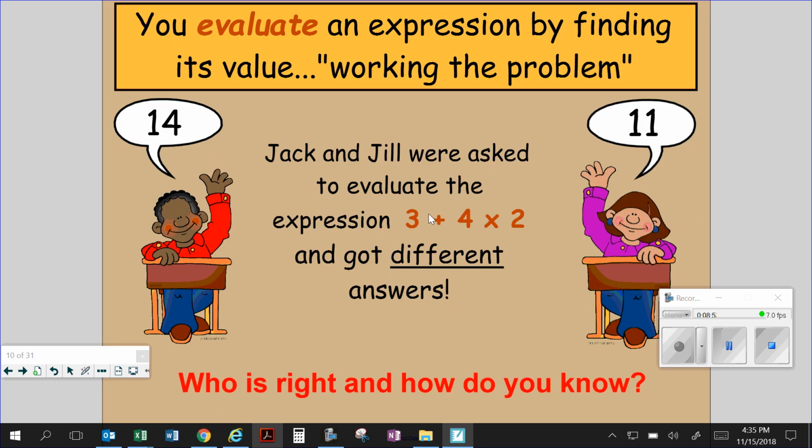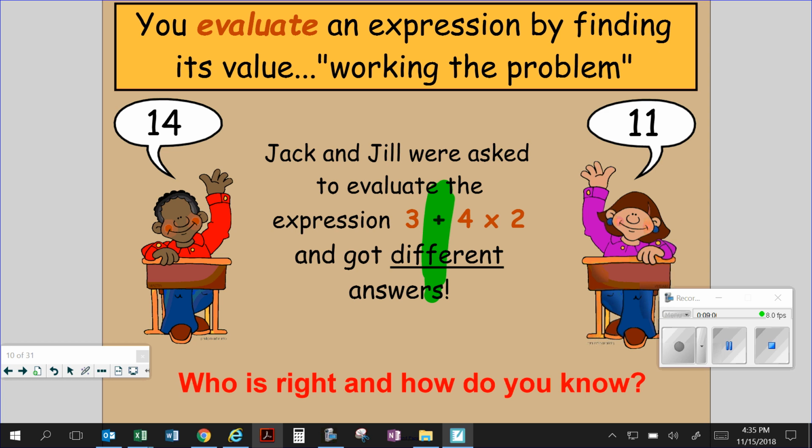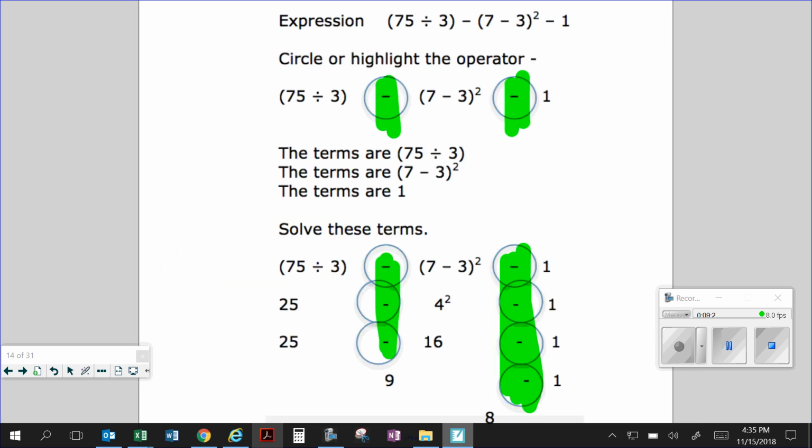She was able to separate this. Let me get my highlighter and show you. So we separate it from 3, 4 times 2 is 8 on the right side, 3 plus 8 is 11. What Jack did is he combined these two and then multiplied by 2. That is not correct. Addition and subtraction is the last operation in the order of operations. That is why we separate the terms, and then we add at the end. Let's look at another example.